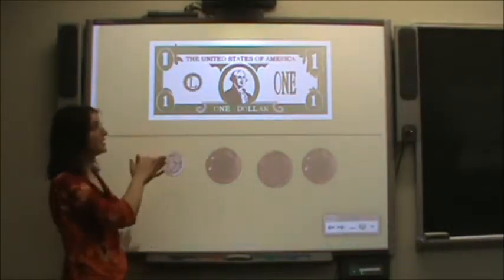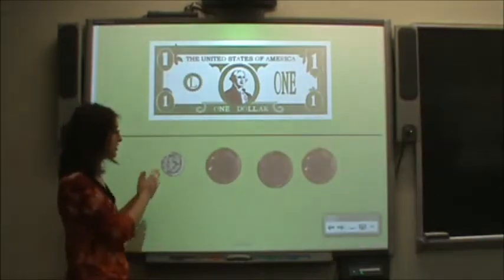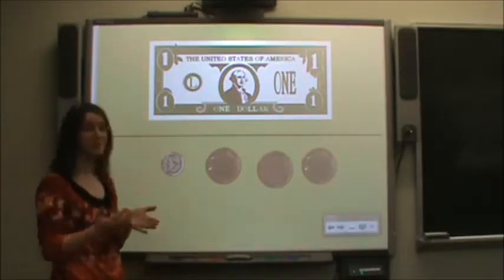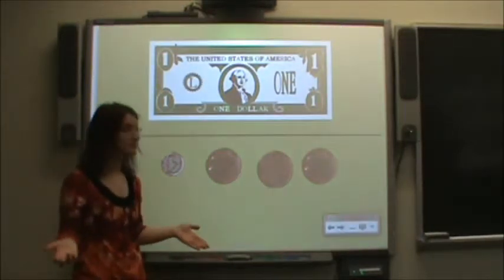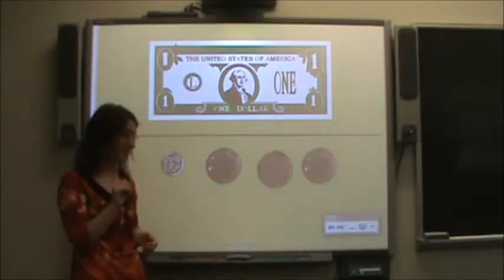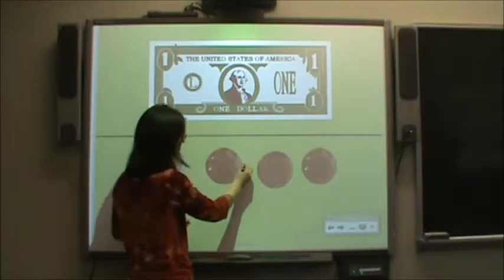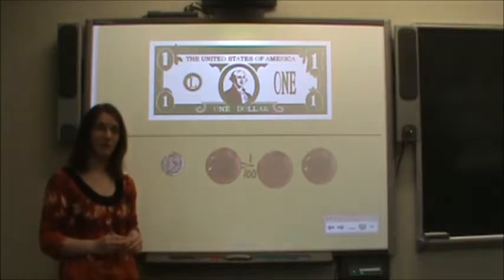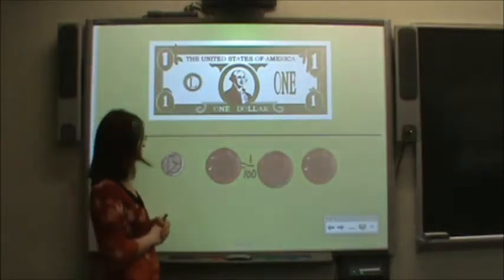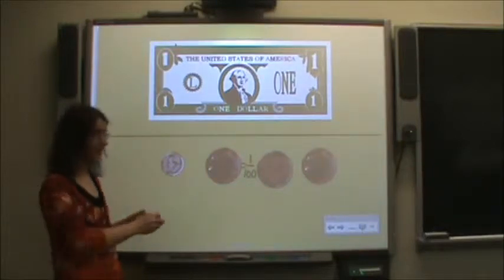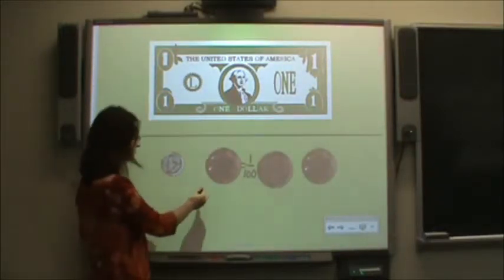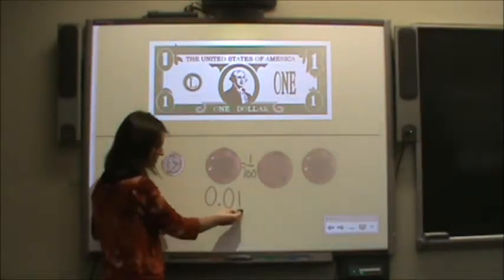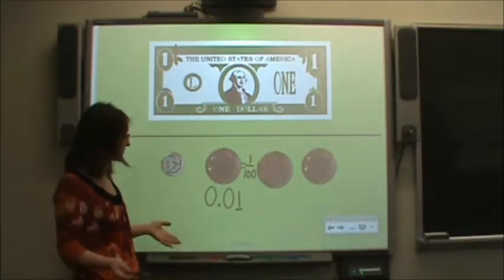So if our 1 is a $1 bill and we're looking at pennies, how much is a penny worth? 1 cent. How many pennies are in a dollar? 100. So that means that 1 penny equals 1/100th of a dollar. We've been working with hundredths. When we write the value of a penny, when we're writing money, we always write it as $0.01, because that tells us 1 cent, or 1/100th of a dollar.